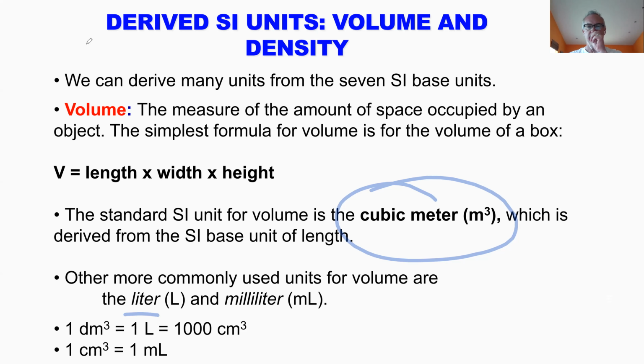If you had a cubic meter of water, that's 1,000 liters. That's 1,000 liters of milk. You're probably not going to drink 1,000 liters of milk. A ton. Exactly, it's a ton. So that's way too much. So we usually use liters.